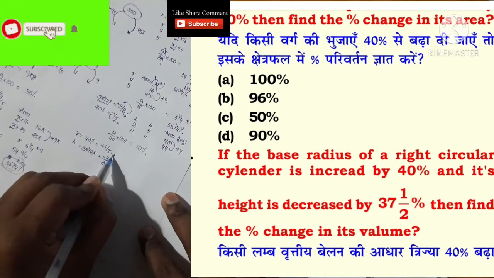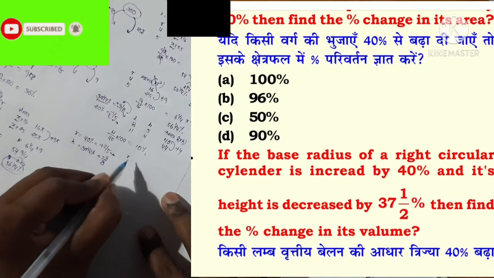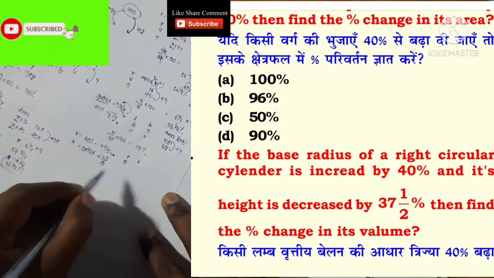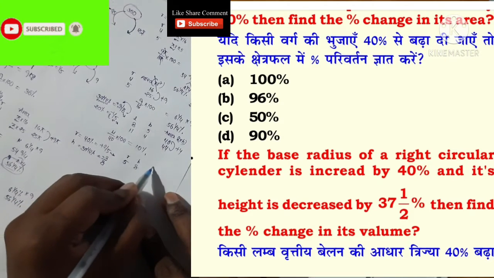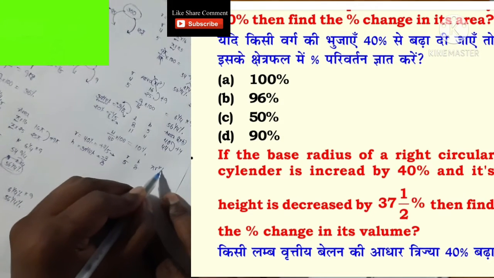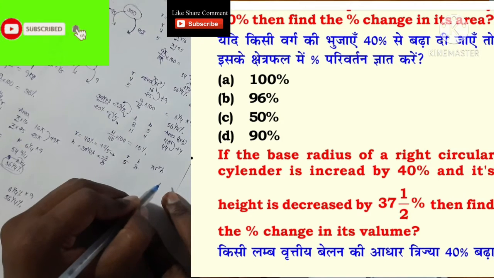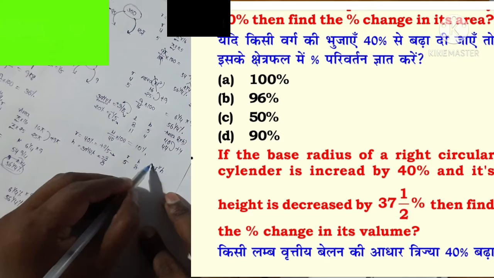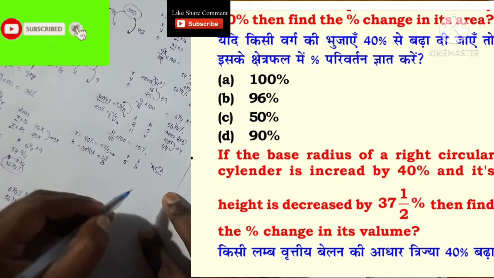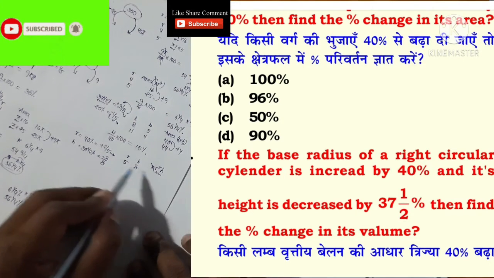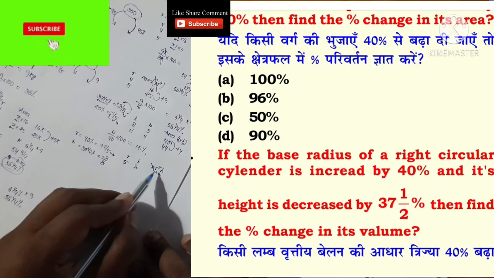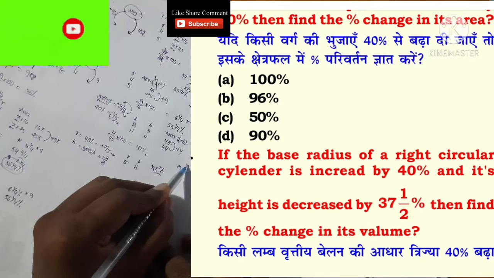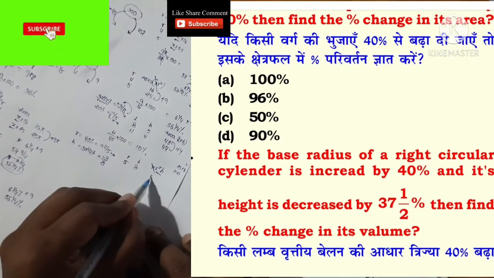The starting value is 5. So r is equal to 5, height is equal to 8. So volume is equal to pi r square h. So there is no need to consider the constants. So r square h. So radius is 5, 5 into 5, 25, 25 into 8. So value is 200.